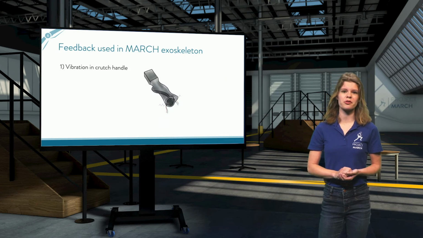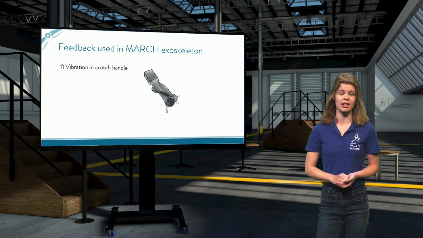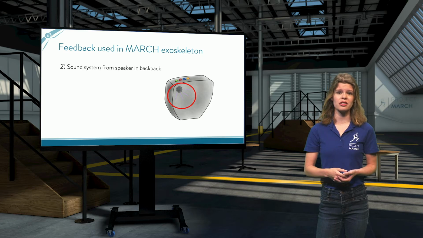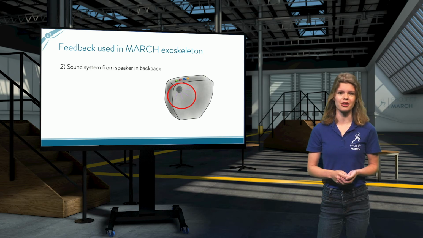There are 3 different types of feedback which we implemented in the Project March exoskeleton. We have vibration in the crutch handle, which tells our pilot that a gait has been successfully activated. We have a sound system, which is designed to inform both our pilot and bystanders on the performance of the exoskeleton. The speaker for this is located in the backpack. Currently, it only makes a sound if a gait is about to start, if the pilot decides to stop a gait, or if a gait ends. Of course, we can also use the speaker for different purposes. But it is mostly used for safety reasons.